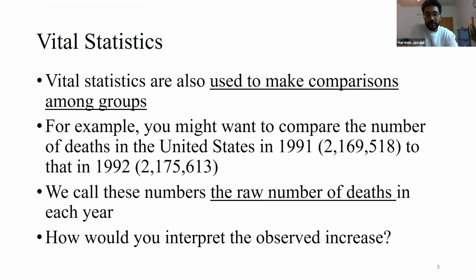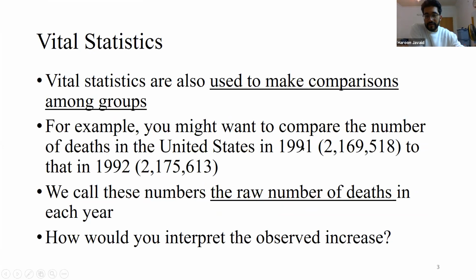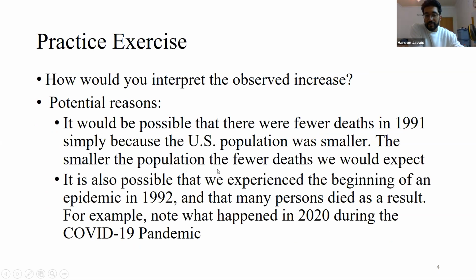Okay, so the reason why you don't really use raw numbers is because of this. Basically, why were the death rates in 1991 this, and why were they increased in 1992? It could be for a number of reasons. It could be that the total population you had was less, so that's why you have fewer deaths. Or it could be that they had some sort of disease and there were more deaths in 1992. So basically, we can't really make any generalizations or any conclusions from raw data.